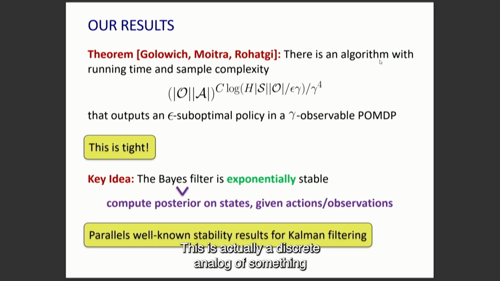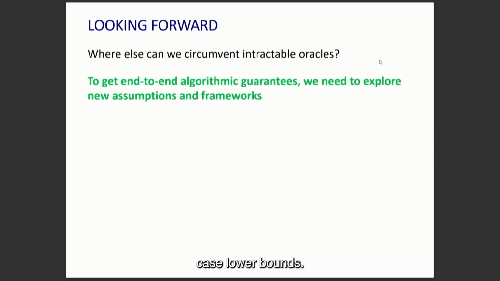This is actually a discrete analog of something that's been known in continuous but more structured state systems since the 60s, which is called the exponential stability of the Kalman filter, but it's exactly what allows us to get around these worst case lower bounds.